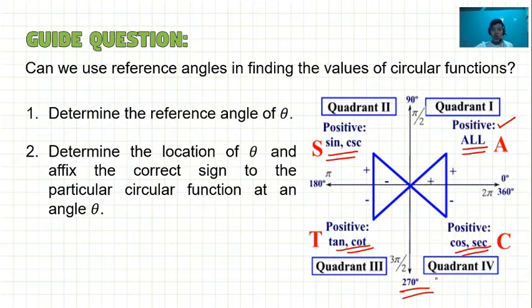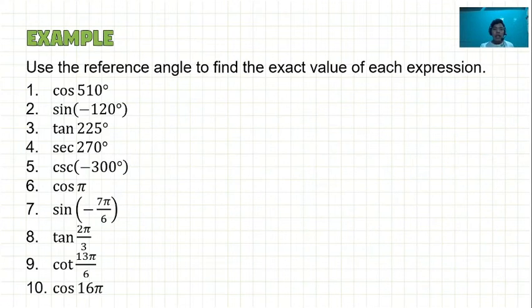So just memorize this illustration here. So quadrant 1, all. Quadrant 2, sine and cosecant. Quadrant 3, tangent and cotangent. And for quadrant 4, cosine and secant lang yung positive. Okay? The rest, negative na. So let's apply these things that we've learned here. Let's use the reference angle to find the exact values of each expression here. Number 1, cosine 510 degrees.